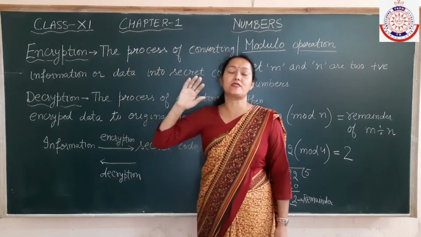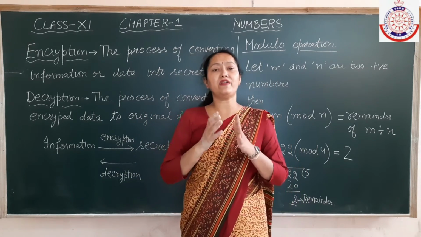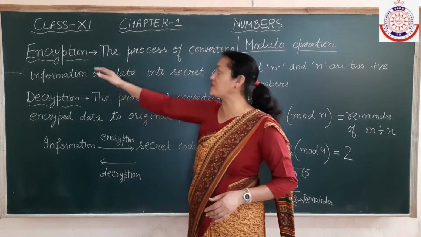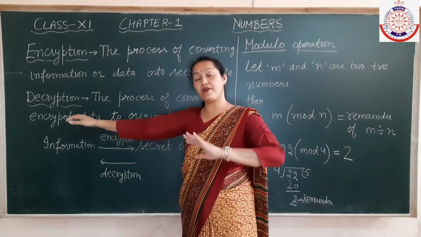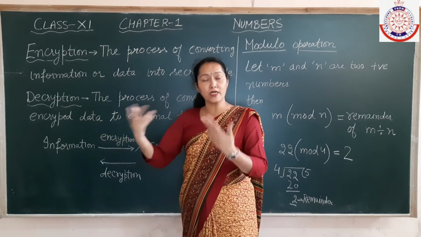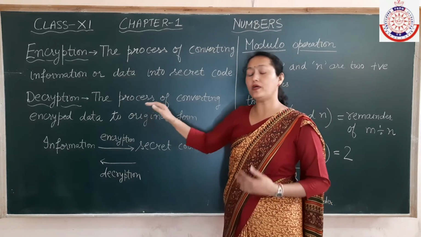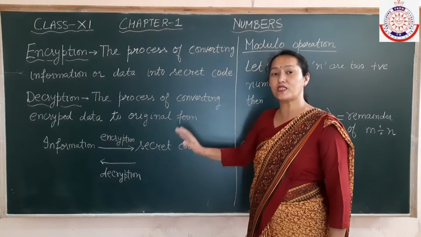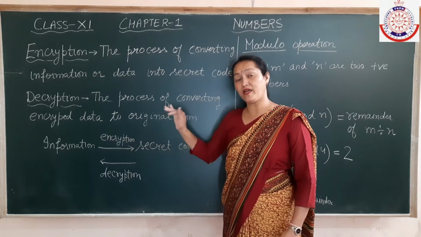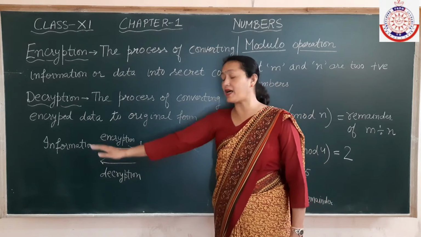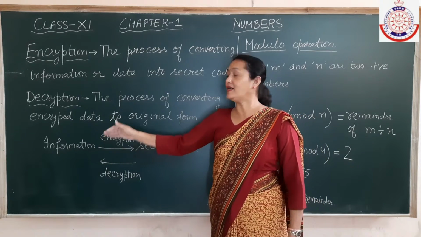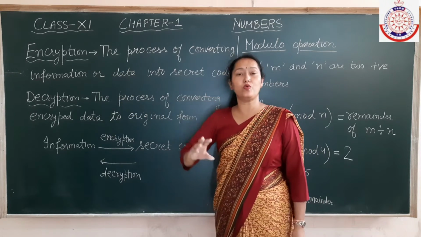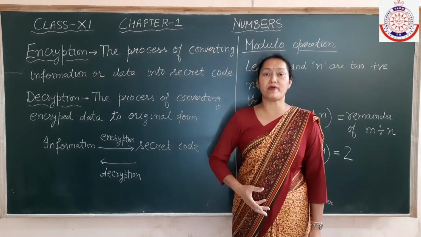What is the encryption process? In case we convert given information or data into secret codes, this is called encryption. And if we convert secret codes back into the information, this process is called decryption. That means information converted into secret code is the encryption process, and secret codes converted back into the original data is the decryption process. These are the two important processes for security purposes.